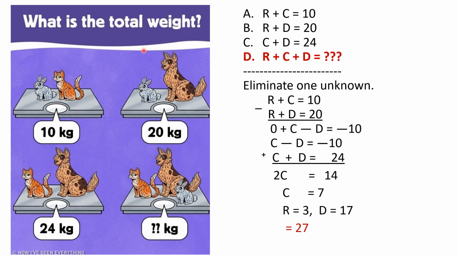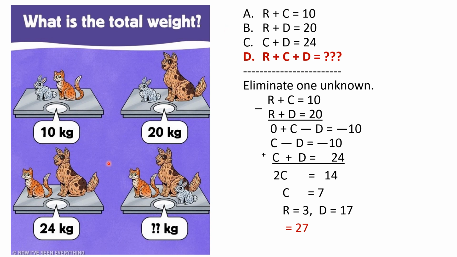So each situation is represented by an equation. Okay, so I have here three equations to represent each of these situations. And then what is the problem? Is to find the sum of the weights of R plus C plus D.